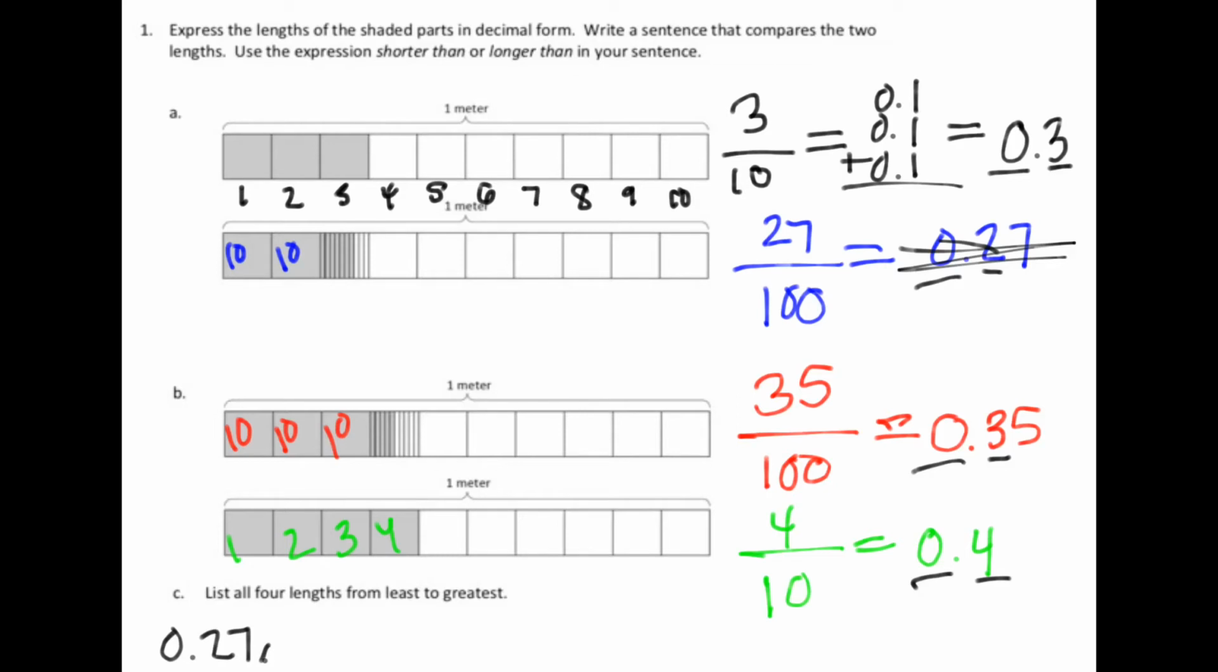My next least number is 0.3, and then I'm going to move on. I know that 0.35 is less than 0.4, so I will continue to write 0.35, and my greatest number is 0.4, and that is it.